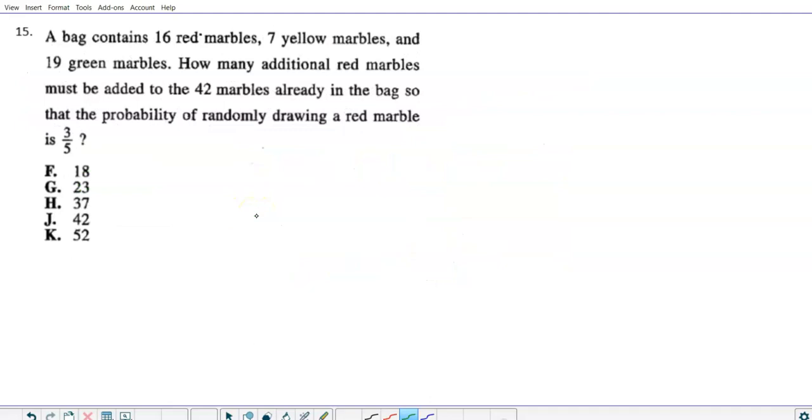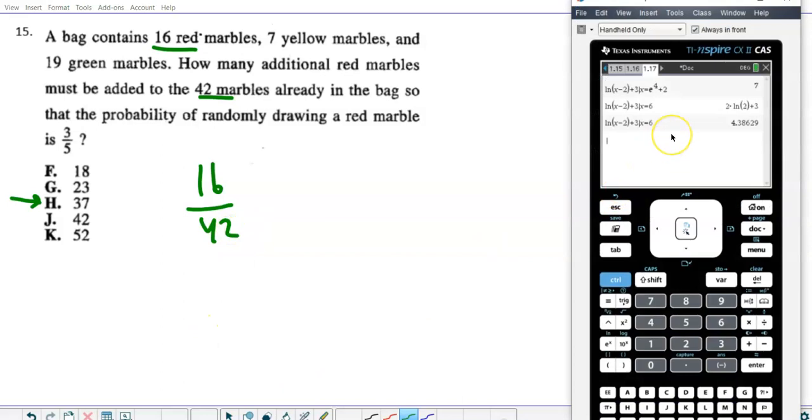And last problem, classic problem. I would, again, kind of like we did on the other problem, try testing the middle answer first. It's a great way to go. So 16 red marbles out of 42. So right now, 16 out of 42. So let's just type that in our calculator, see what that is to start with. So if I do 16 divided by 42, that's 0.38.